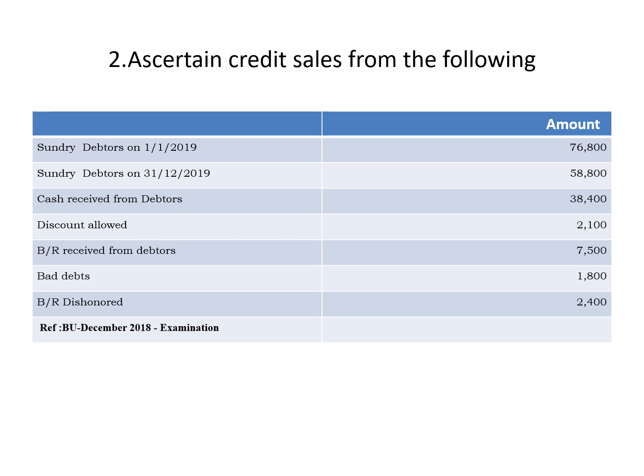Then BR dishonored. This will go to debit side of debtors account as to BR account. BR received is credit side, BR dishonored is debit side. Taking this, we will see what sales we are going to arrive at.